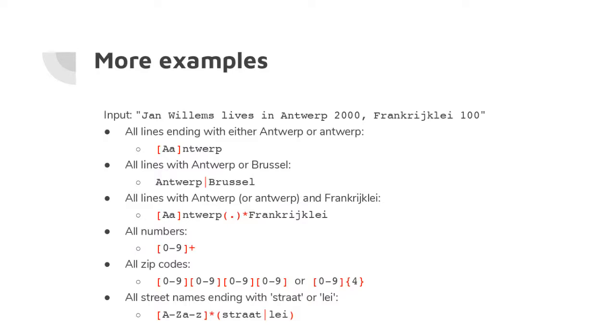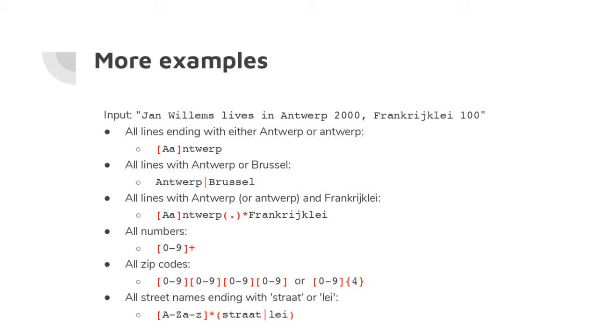And here's another example. We have a sentence, which is our input sentence. Jan Willems lives in Antwerp 2000, Frankrijk 100. And then you might want to find all substrings which contain either Antwerp with an uppercase A or antwerp with a lowercase a. So the regex for that will be square brackets and then capital A or a. The square brackets are actually an or relation, and you want either a capital A or a lowercase a followed exactly by ntwerp. So that's the first regex.